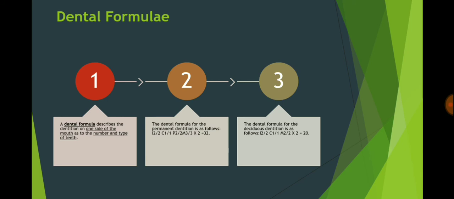The primary dentition formula, which we discussed already, is almost the same as the permanent dentition, except there are no premolars and the number of molars is reduced by 1. So instead of M3, you have M2. And so primary dentition has a total of 20 teeth.